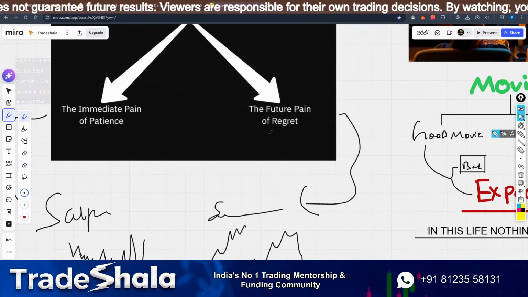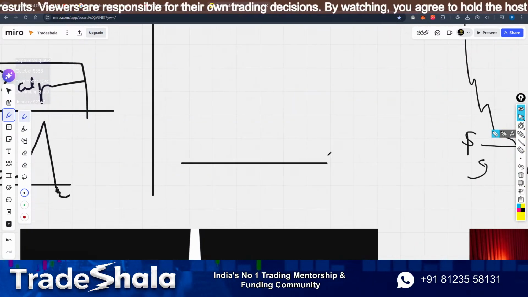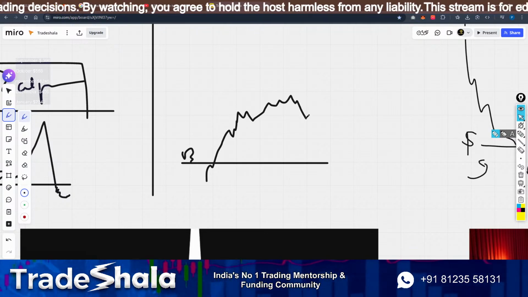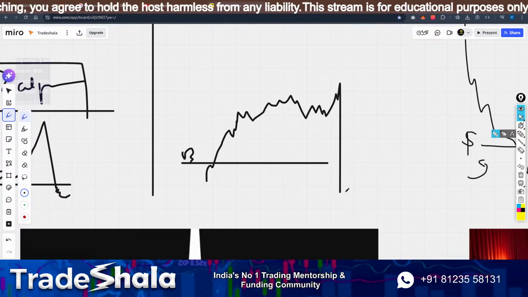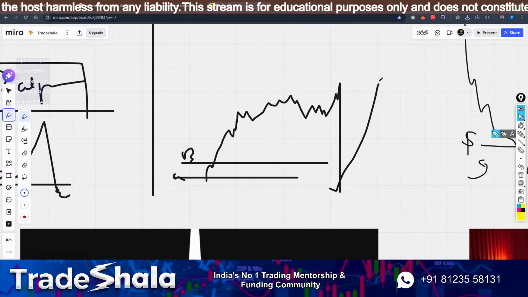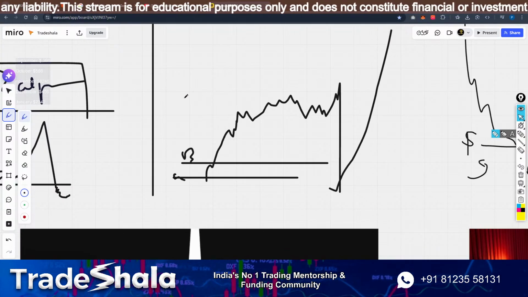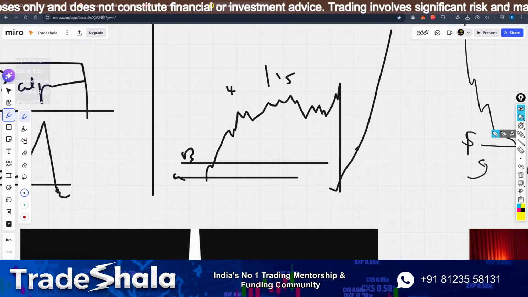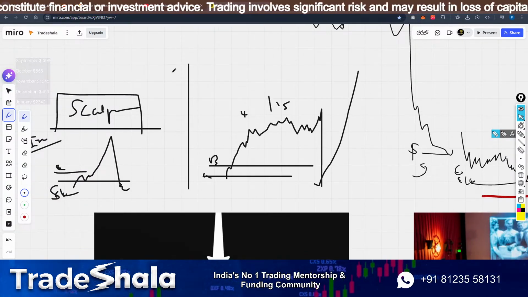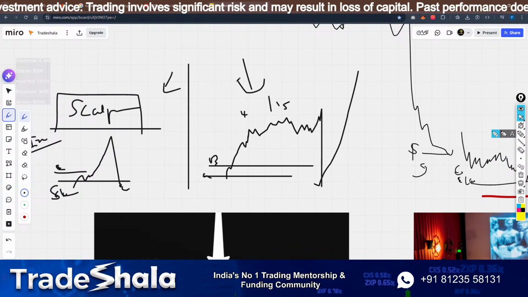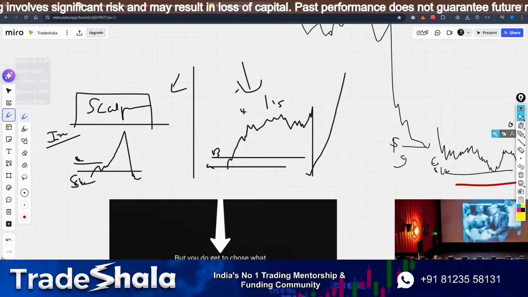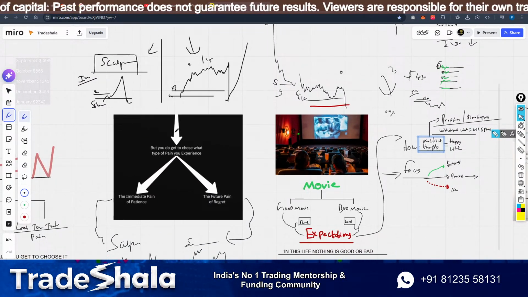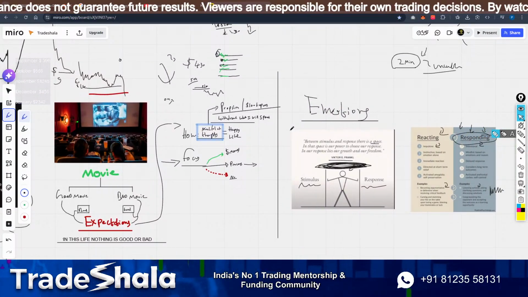And then there is the future pain of regret. If you take a buy trade over here, price will go in your favor day 1, day 2, day 3, day 4, day 5, then it will hit your stop loss, and then it will go back up again. This is the future pain of regret. For 4 or 5 days you will be happy, and then everything will be gone. So you can choose what kind of pain you want, but you cannot avoid pain. Pain is inevitable.